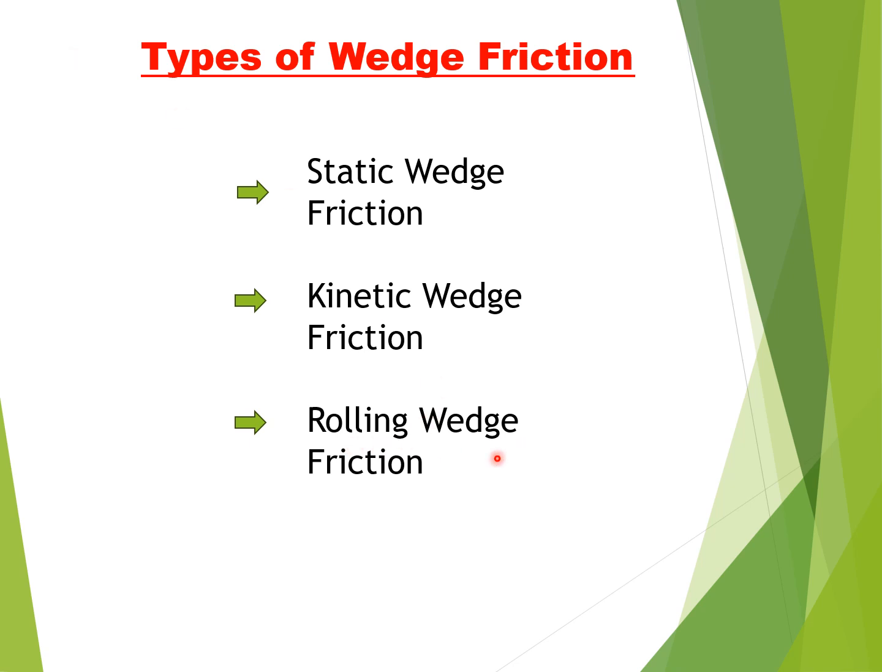Next is rolling wedge friction. Rolling wedge friction refers to the frictional force encountered in systems where a wedge incorporates rolling motion instead of purely sliding. Rolling wedges are often used to reduce friction in applications where a wedge needs to move efficiently while still applying force.